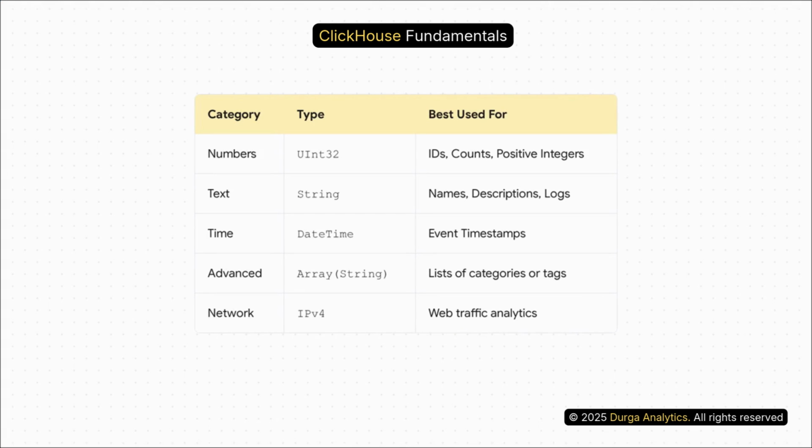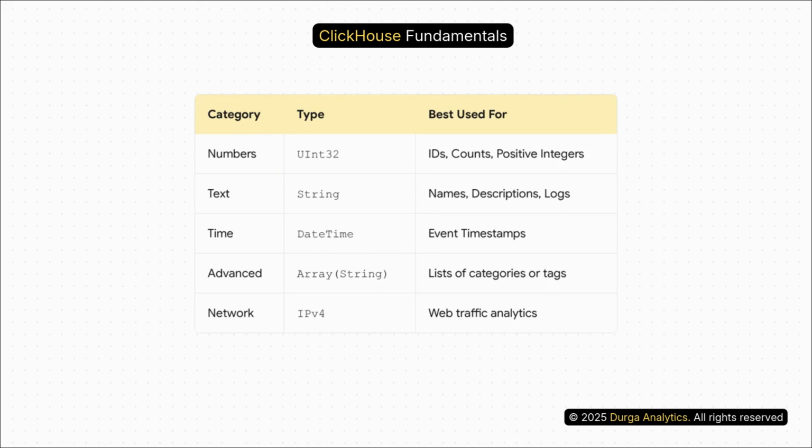For IDs, you're thinking UInt32. For event timestamps, DateTime. For lists of things, Array. And for really specialized stuff like web traffic, you even have purpose-built types like IPv4. If you use this as your guide, you're going to be on the path to high-performance design right from the very beginning.